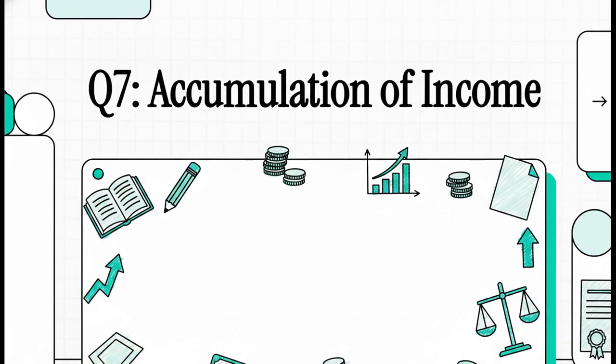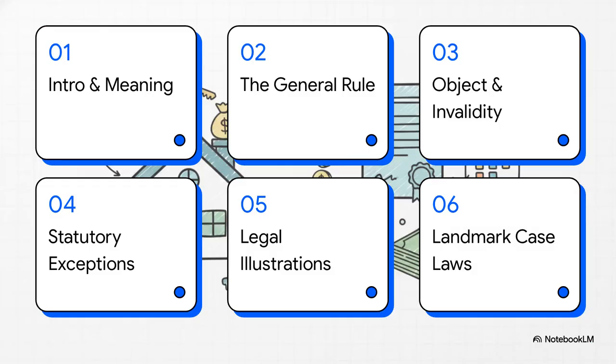If you want to secure those top marks from the KSLU evaluators, you have to approach this with absolute academic rigor. Let's get straight to it. Here is your exact synopsis. 1. Introduction and meaning. 2. The general rule, Section 17. 3. Object and invalid directions. 4. Statutory exceptions. 5. Legal illustrations. And 6. Landmark case laws. You will write this precise agenda on the very first page of your answer script.